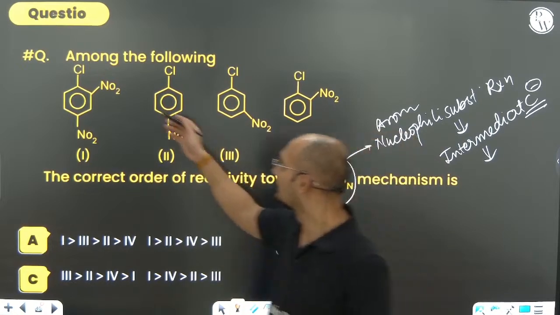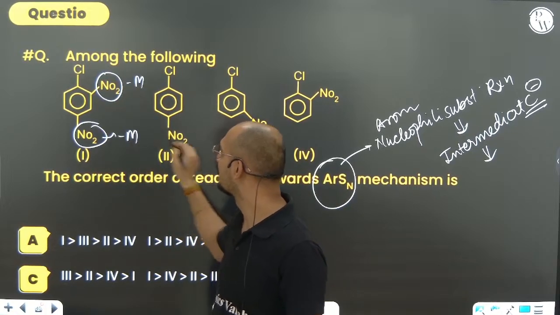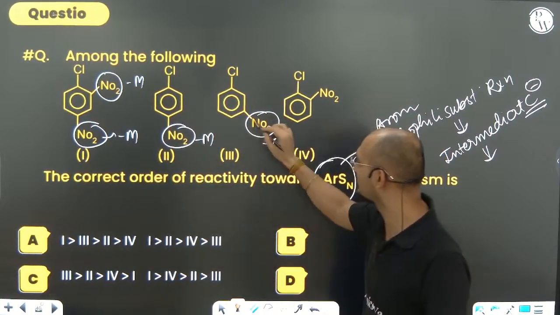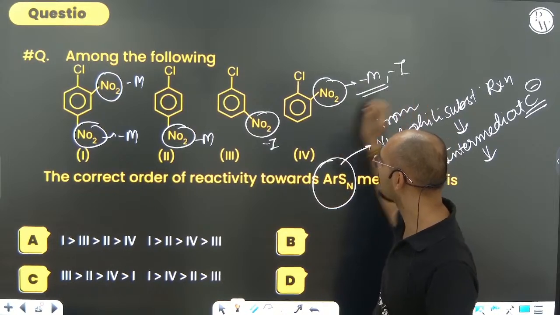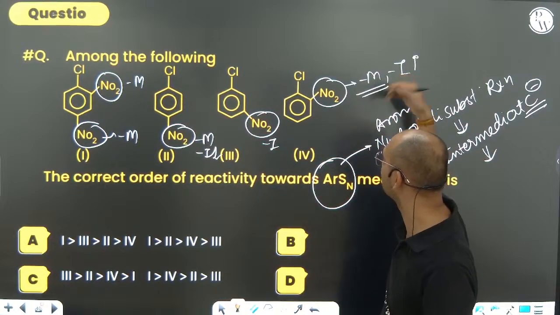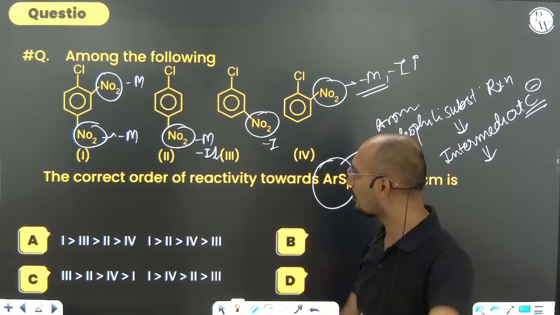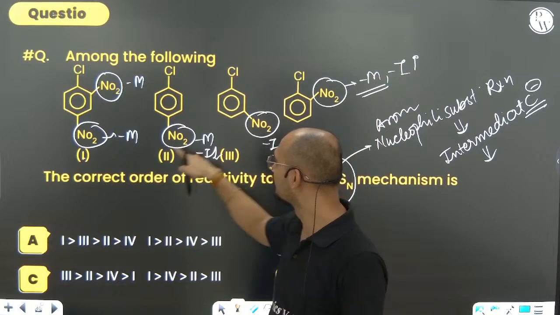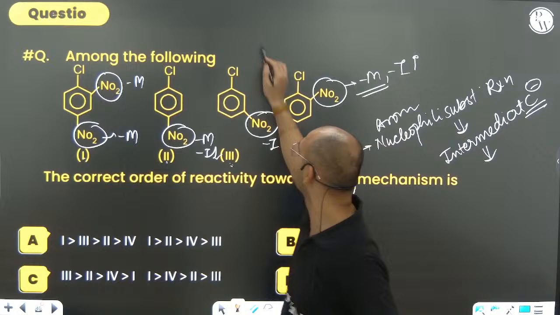So nitro is having what? Minus M. This one is also minus M. This is minus M only from one side. This one has only minus I, because it is at meta. This one is going to do minus M as well as minus I. This also does minus M, but here minus I will be weaker, and here minus I will be stronger. So which is going to be the strongest? I think the strongest effect is 1. After that it will be 4, and then 2. At last it will be 3.